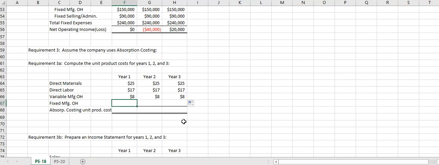So let's find my place back down here. To calculate, and we're doing this by unit, so to calculate the per unit amount, we're going to take $150,000 and we're going to divide that by the number of units we sold. So in year one, we sold 60,000 units. Whoops.